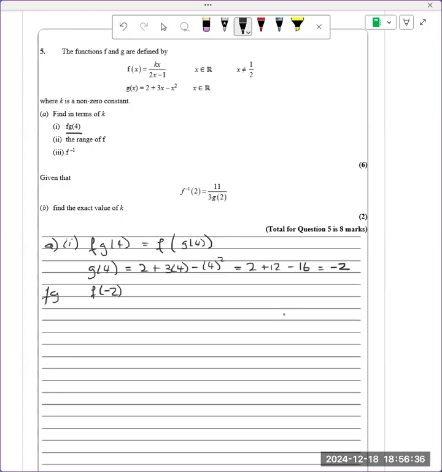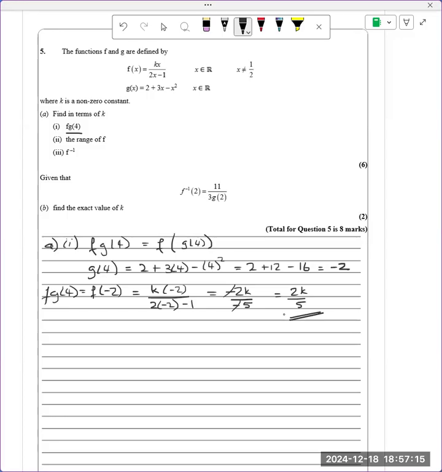So FG of 4 is the same thing as F of minus 2, which is K times minus 2 over 2 times minus 2 minus 1, which is minus 2K over minus 4 minus 1, which is minus 5. There was at least one person who left their answer like that, but for goodness sake, multiply top and bottom by minus 1 to knock out those negatives. So the answer is 2K over 5.